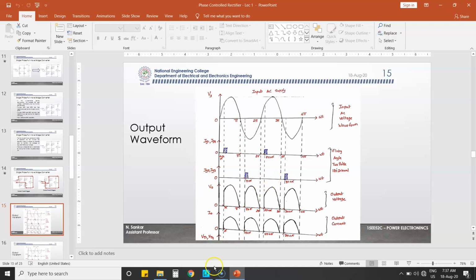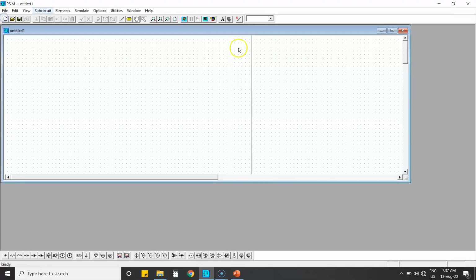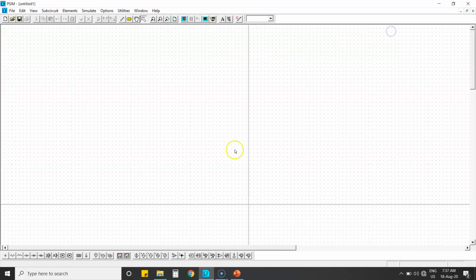Now we're going to see the simulation of single phase full control converter. Let's create a new file. Here we need an AC voltage source, and then we need the thyristors. So totally we need 4 thyristors. Next we need a load. First of all, we will take the resistive load.